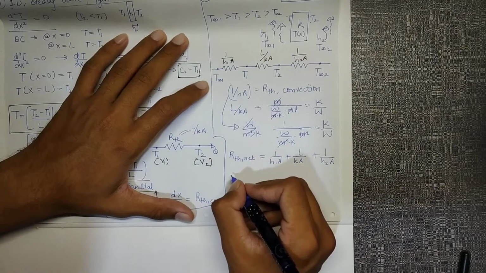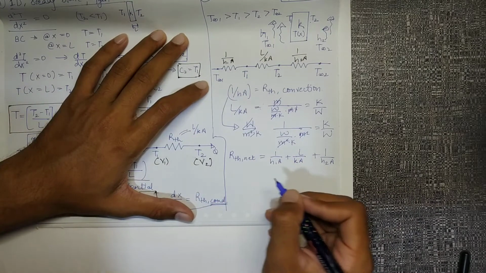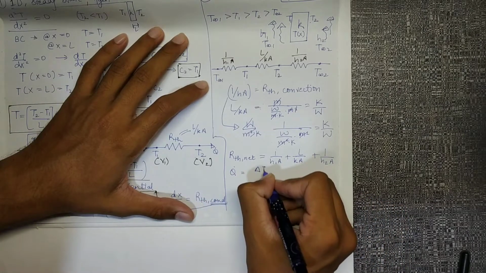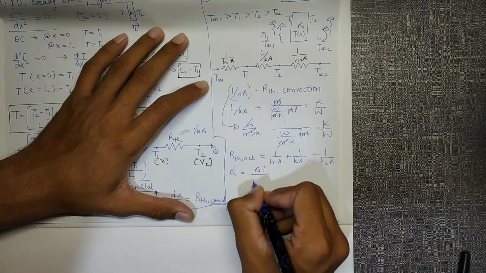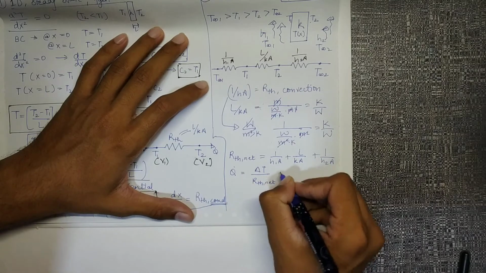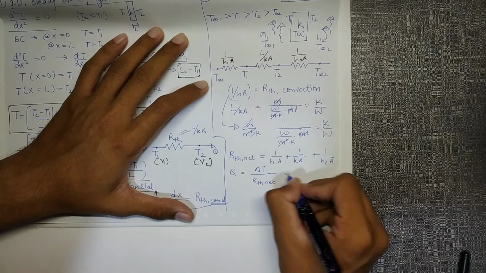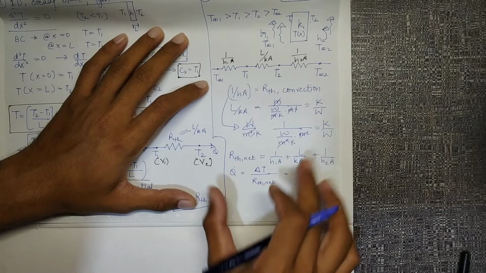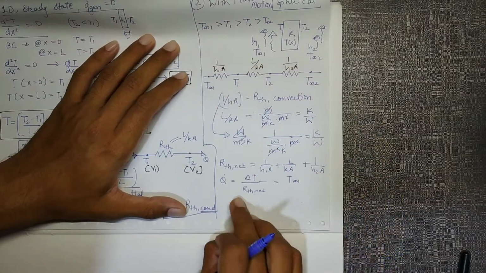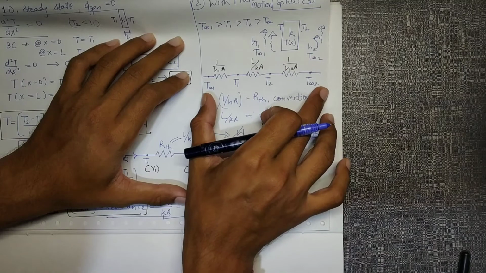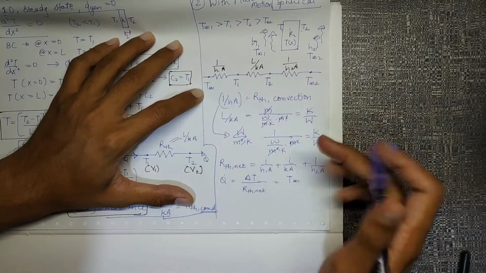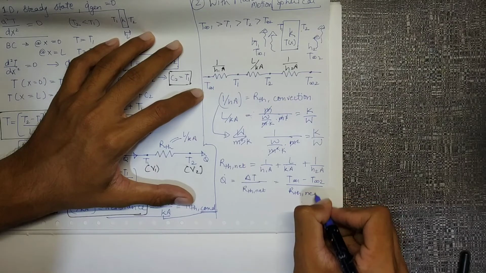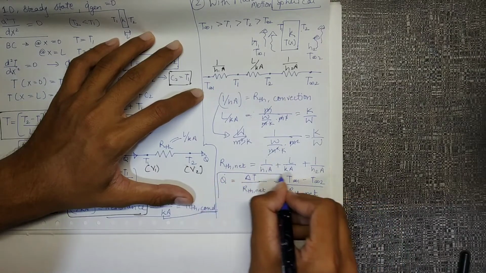Now I can write the net Q dot. Q dot we already know is delta T, which is the potential, upon the resistance R_TH net. And now this will be T infinity 1 minus T infinity 2. Over here the delta T is the complete delta T, because the resistance is net. That's why the temperatures are also net: the first temperature and the last temperature. Okay, so this is the expression for Q dot.